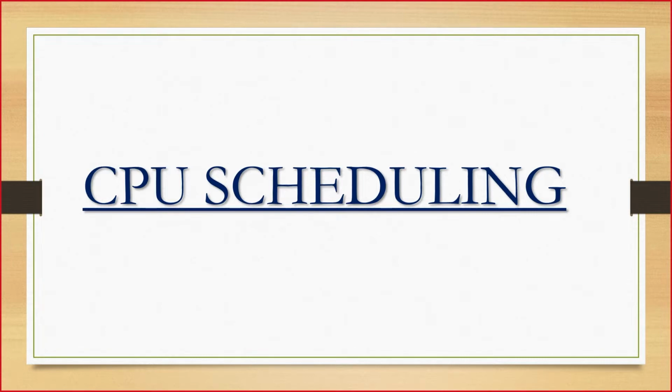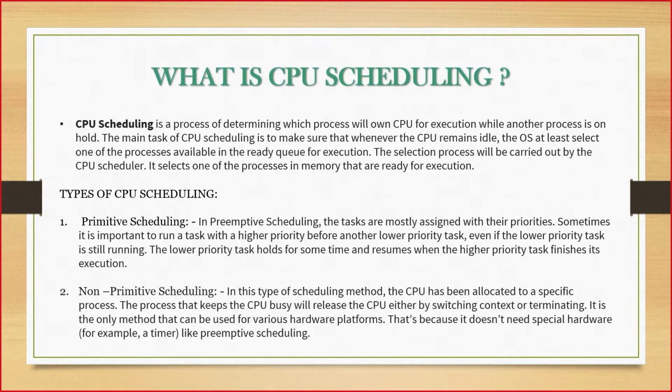So, we will firstly see the basics of CPU scheduling. What is CPU scheduling? CPU scheduling is a process of determining which process will use the CPU for execution while other processes are on hold, which basically means that CPU scheduling decides which process will complete first and which others will hold back.